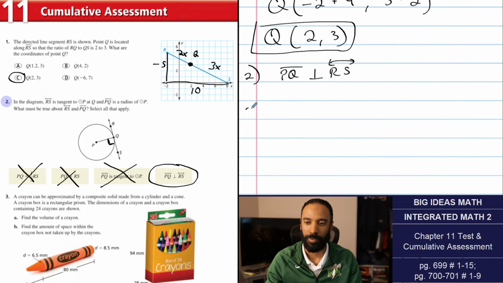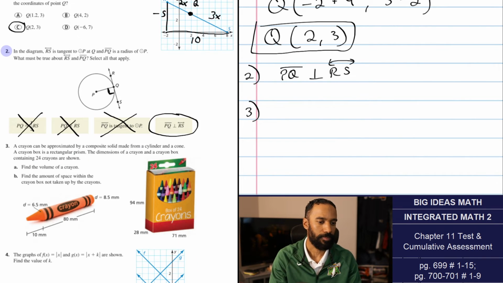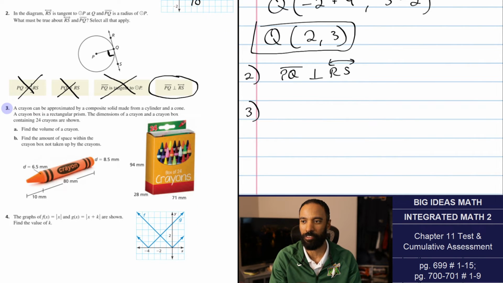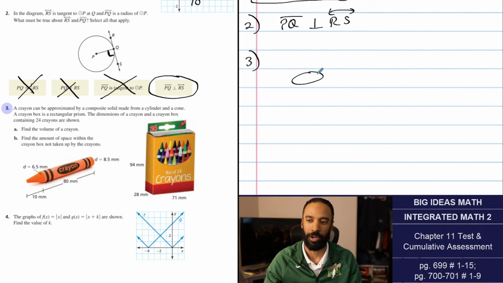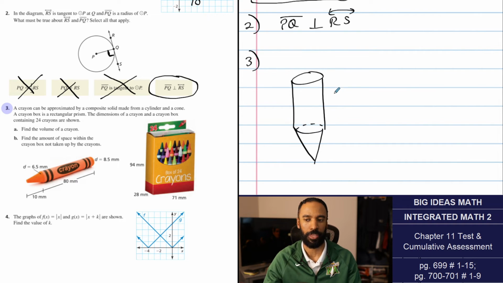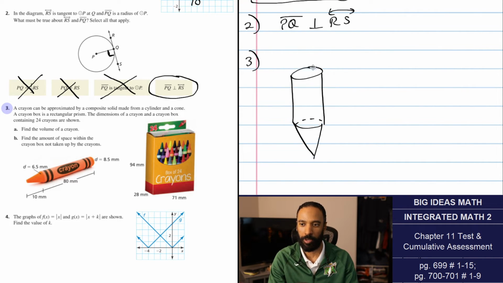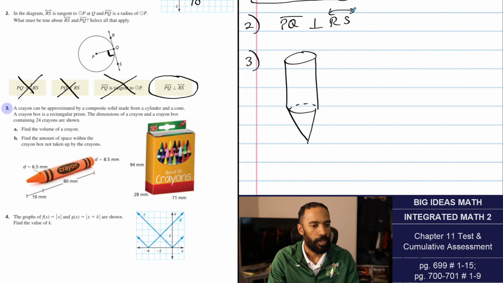Okay. Let's go to number 3. A crayon can be approximated by a composite solid made from a cylinder and a cone. Yeah, they're basically saying that you have this cylinder here, and then I'll do it upside down, and then I have a cone like that of the same kind of thing. There's a crayon. It's not a perfect one at all. Maybe I'll keep it drawn out so I can use the measurements.